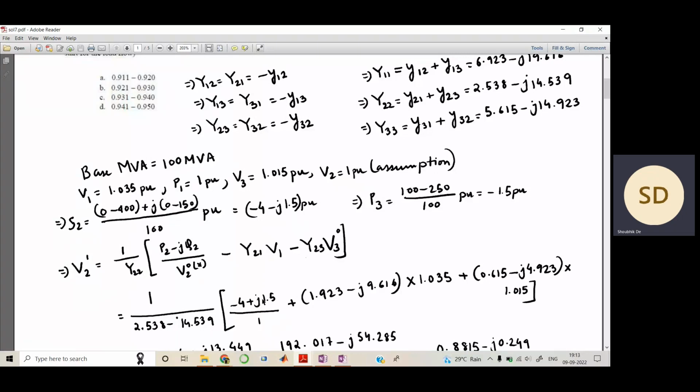Be very careful while solving this kind of problem, because it is highly calculation intensive. Also be very careful about the sign. One mistake will lead to a wrong answer, and it will be a total wastage of time.